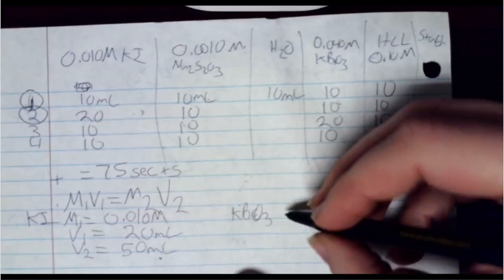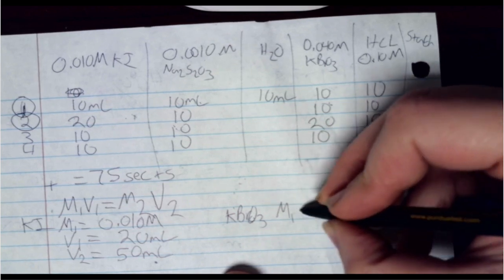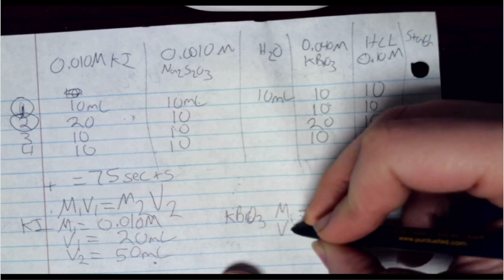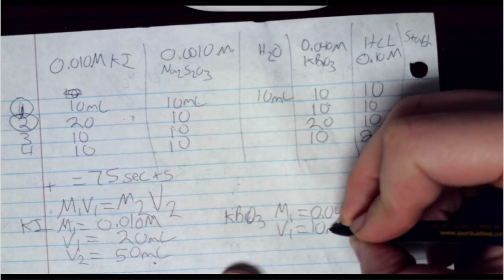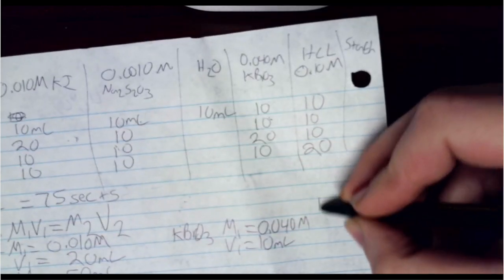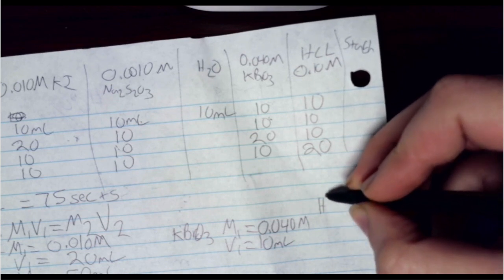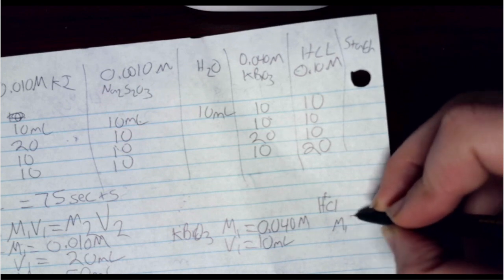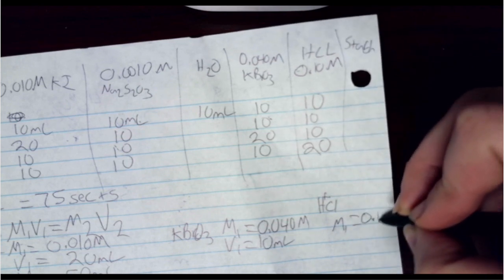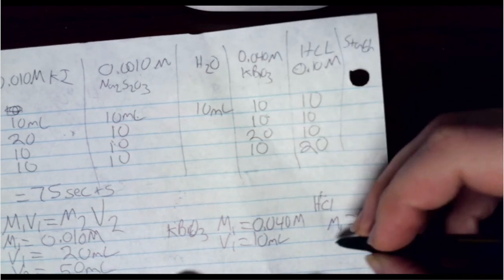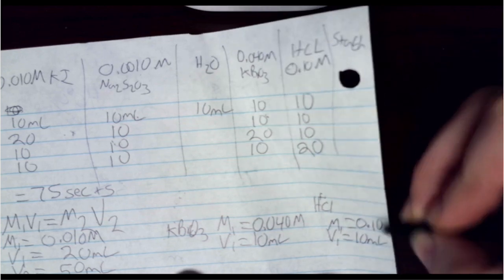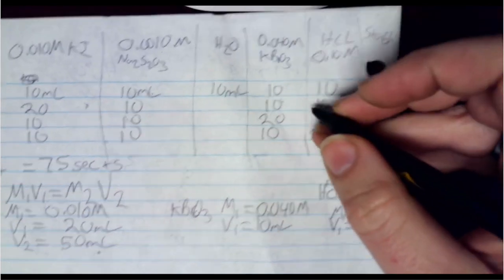And so M1 is 0.040, and V1 is 10 mL. V2 is the same. With H+ for the HCl, the M1 is 0.1, and the V1 is 10 mL. V2 is still 50. You can do those calculations.